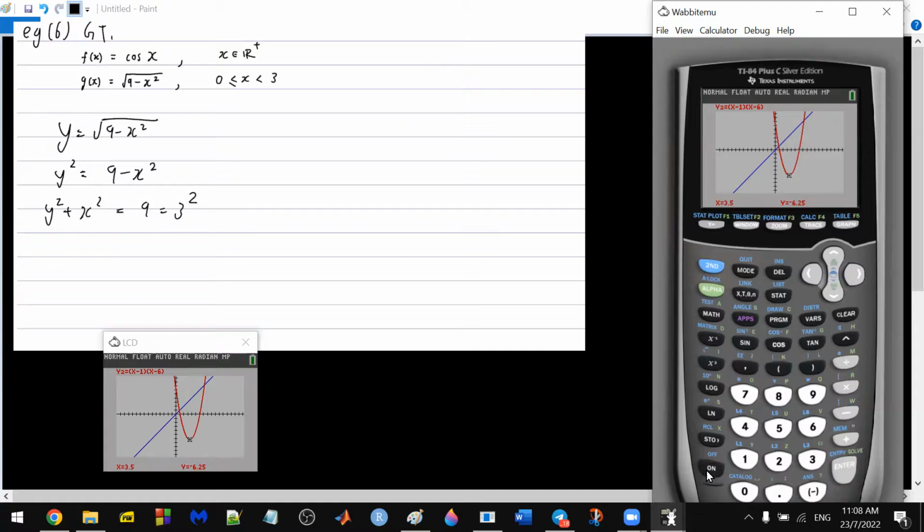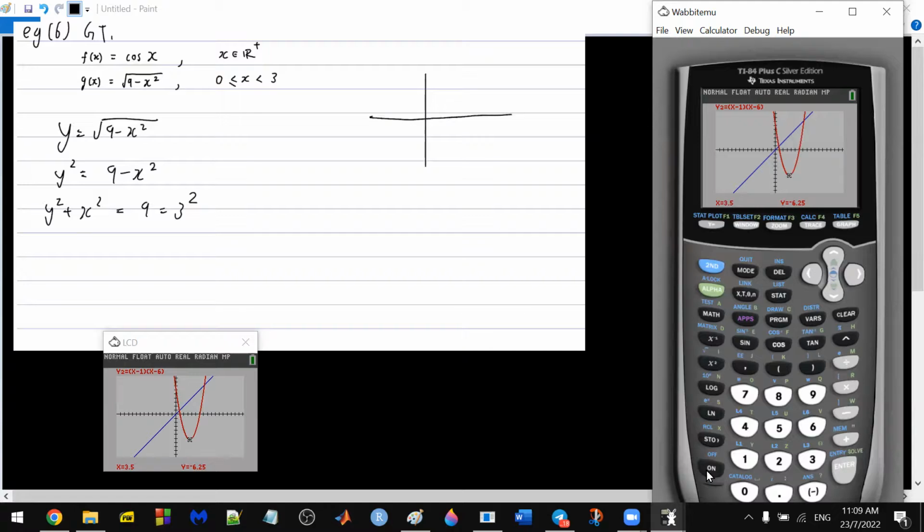Before using a GC, you see this straight away. What do you get? Something square. What shape is this? Circle. Circle, very good. Yes, y squared plus x squared is a circle, of radius 3, center 0, 0. So without using a GC, you can draw the graph already.